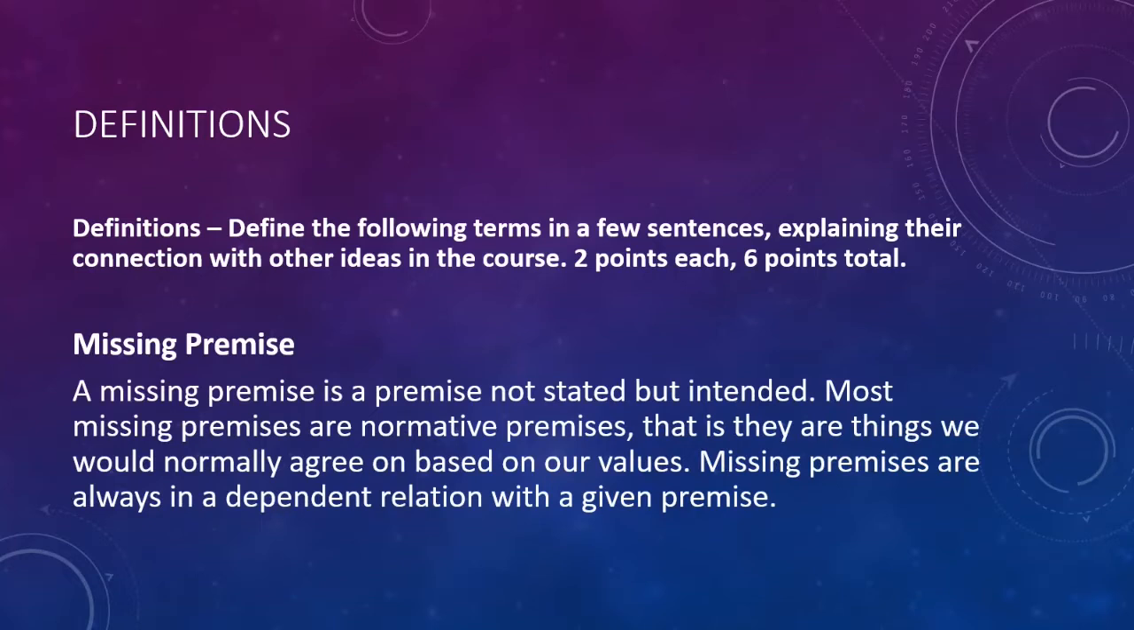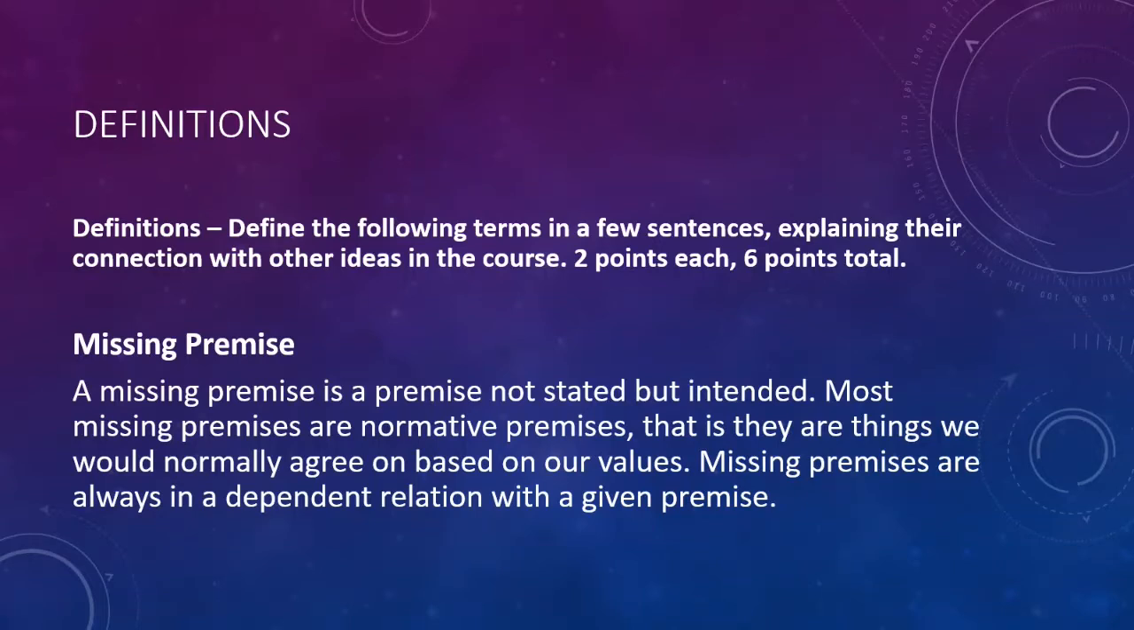So same question, missing premises. A missing premise is a premise not stated but intended. I'd say most missing premises are normative premises, that is, things we would normally agree on based on our values. Missing premises are always in a dependent relation with a given premise. So just that first sentence there is the definition. A missing premise is a premise not stated but intended. And then I just say some things about it.